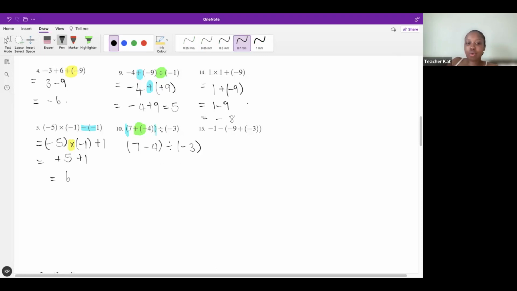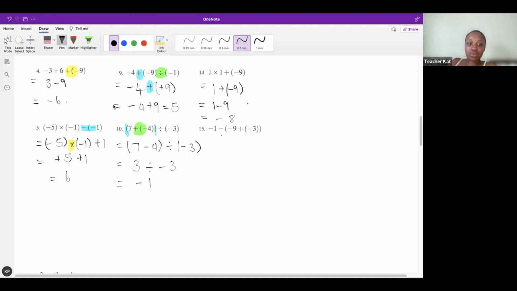Right. What's 7 minus 4? Remember, we're still inside the brackets. It is 3 divided by negative 3. A positive and a negative. If I'm dividing, my answer is going to be negative, and 3 divided by 3, 1. Okay, you guys can do this.